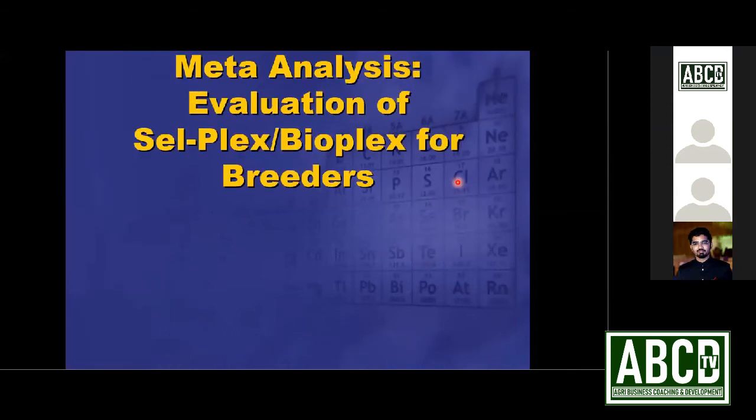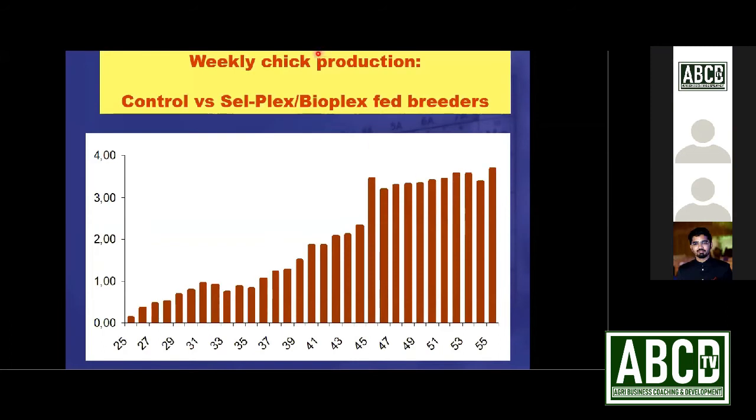Now I'm going to show you some meta-analysis. That means not showing you many studies; we're going to concentrate them in just one meta-analysis with CellPrex and BioPlex zinc. So in terms of weekly chick production, this is a meta-analysis of 10 studies, control versus CellPrex alone or BioPlex-fed birds. You can see here there was an improvement of up to 3 to 4 more chicks when you used CellPrex compared to the control diet.